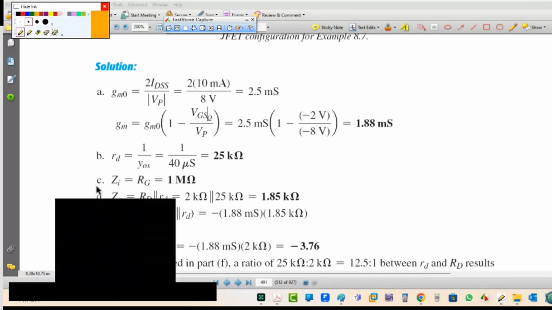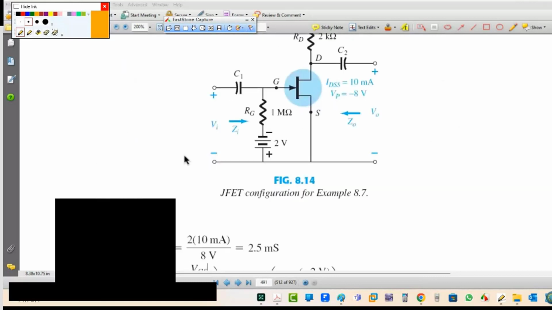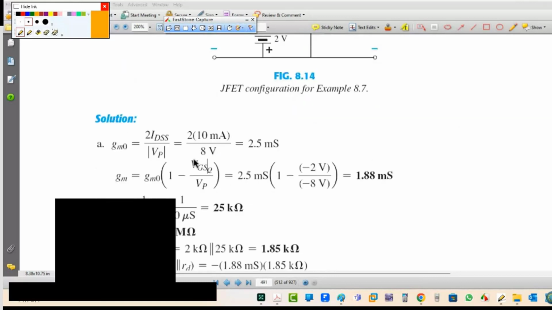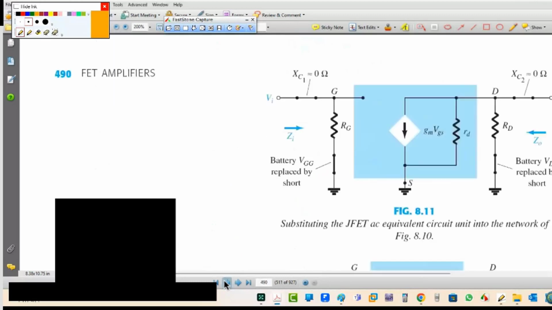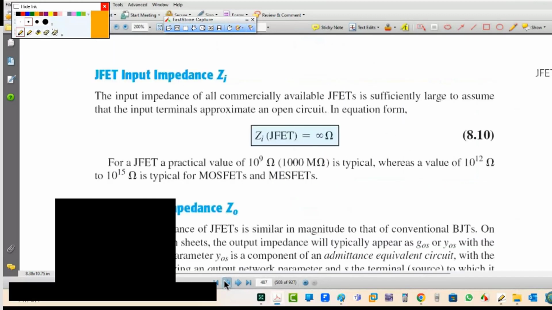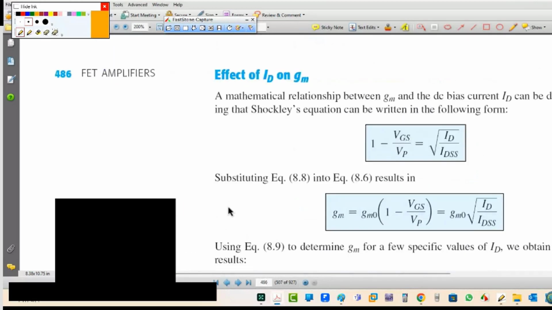What is yos, given? Yos is given. It's like if you remember back, okay. This is yos. I will show you again.